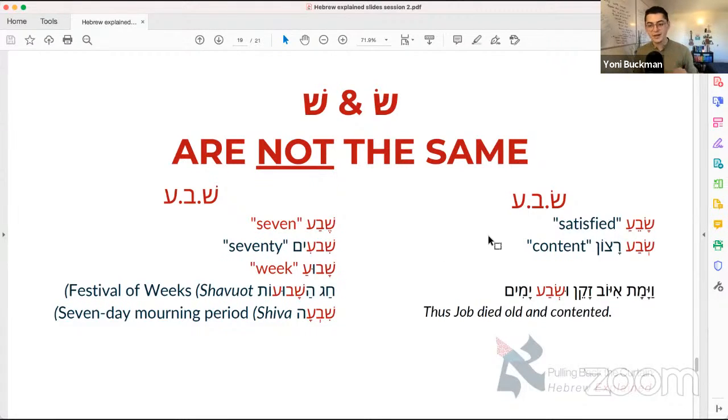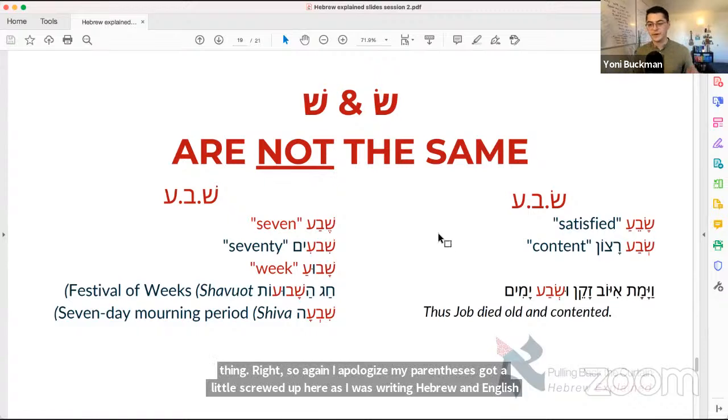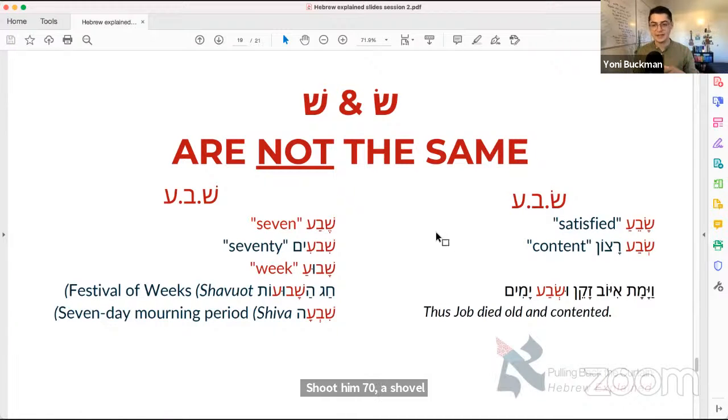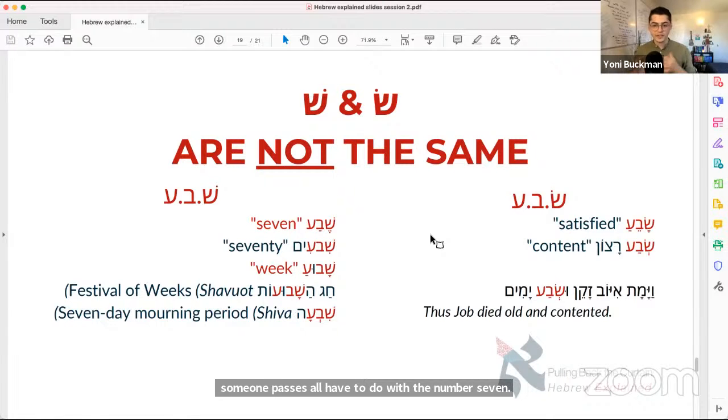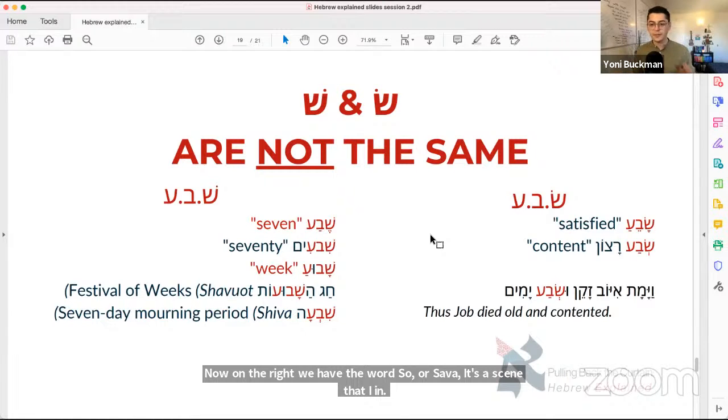Now on the right, we have the word sova, or savea. It's a sin, bet, ayin, and this has nothing to do with 7, right? This is being full. If I've eaten too much, or if someone says, Yoni, do you want more food? I'd be like, savea, right? I am satisfied. I am full. I am content, right? Sivar ratzon is a phrase used in the Bible to say that your will is satisfied.